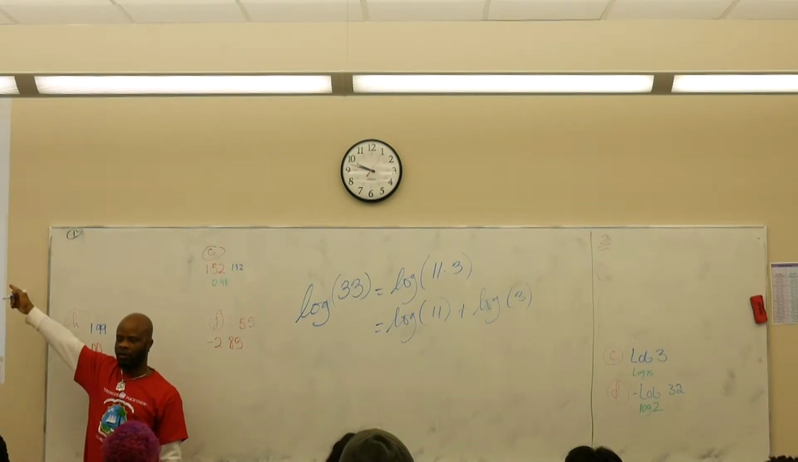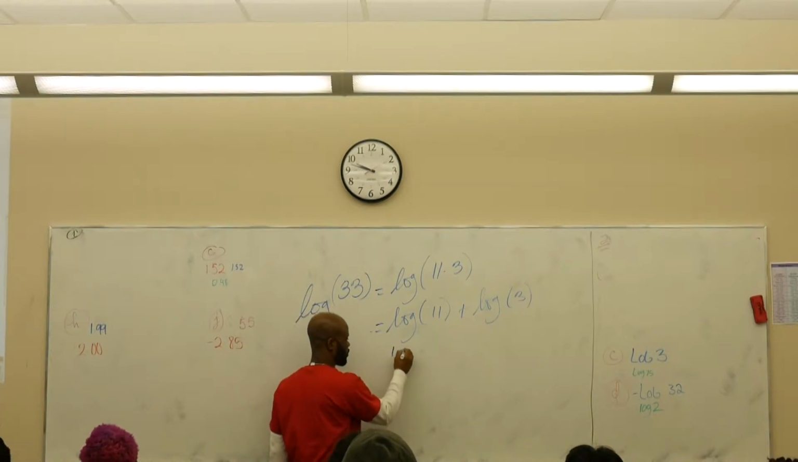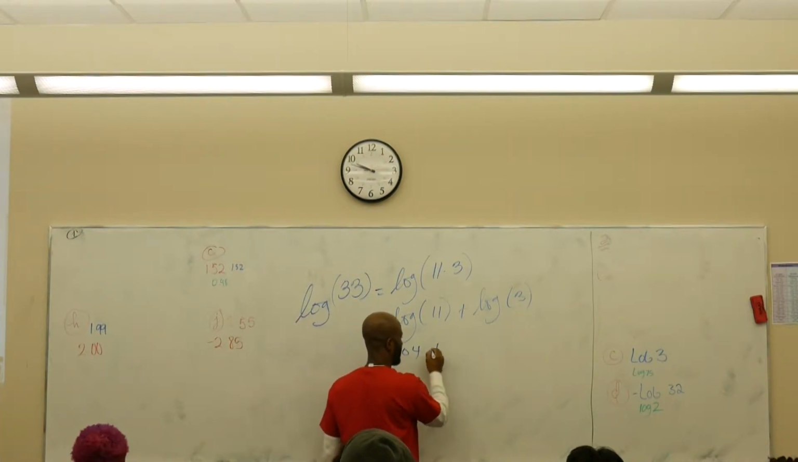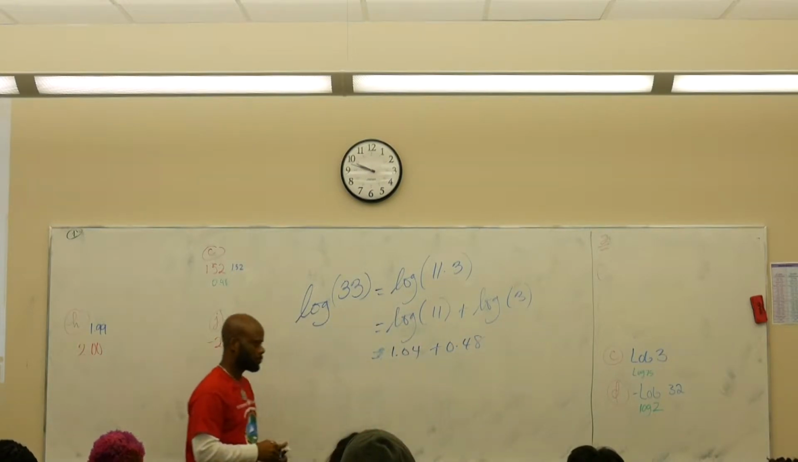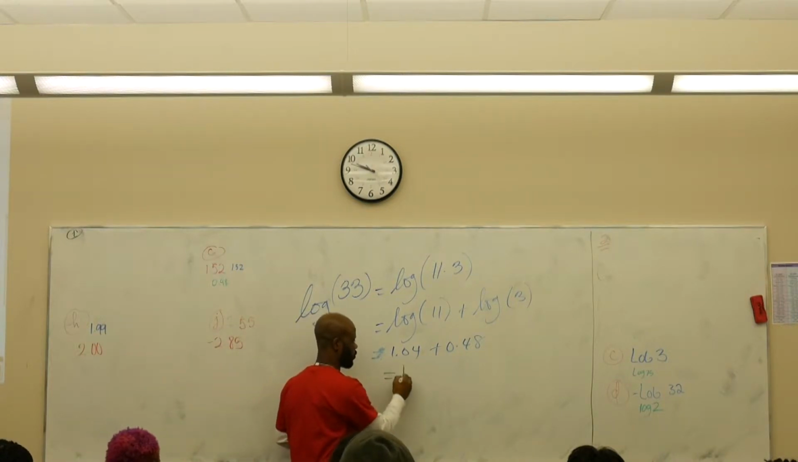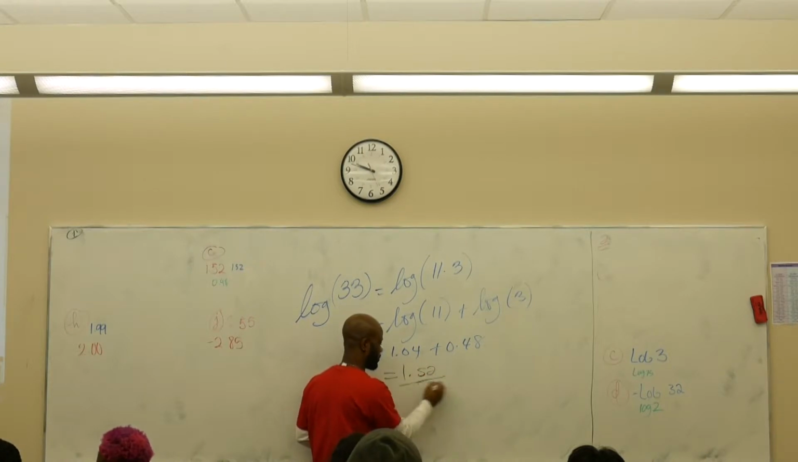Do we have a value for the log of 11? Yes. What is it? 1.04. 1.04 plus what? What's the log of 3? 0.48. If I add these two things up, I should get 1.52.